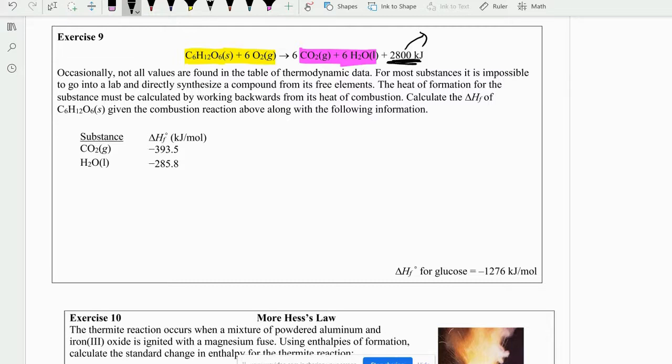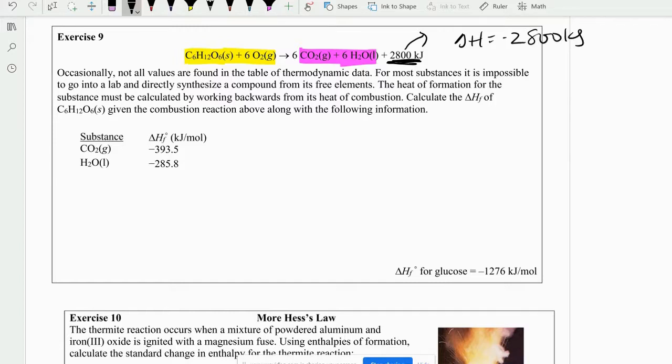If this value is written as a part of the products, remember, this means that was the energy that was produced in this reaction. So when you produce the energy, when it's a product, it's exothermic. So energy is being released from that system and going into the surroundings. So really, we know that the delta H is negative 2,800 kilojoules.